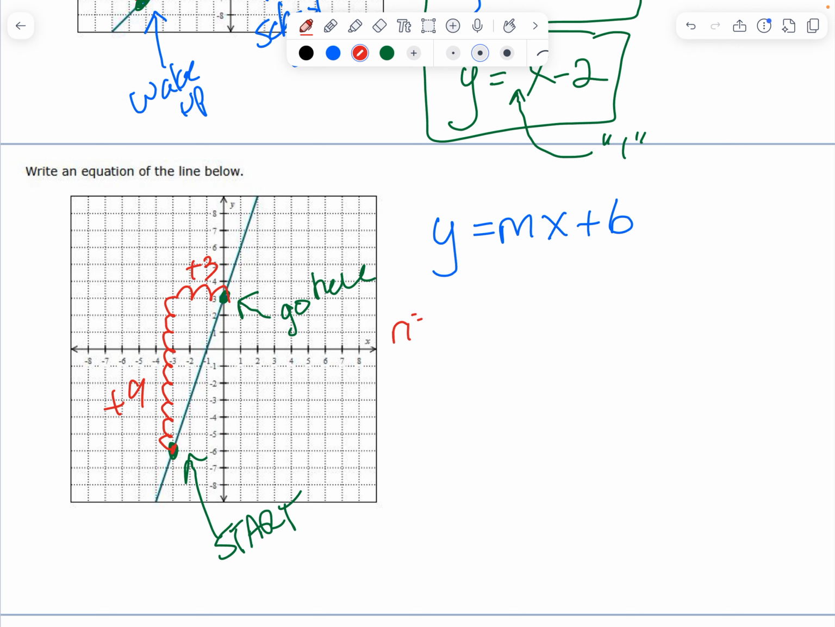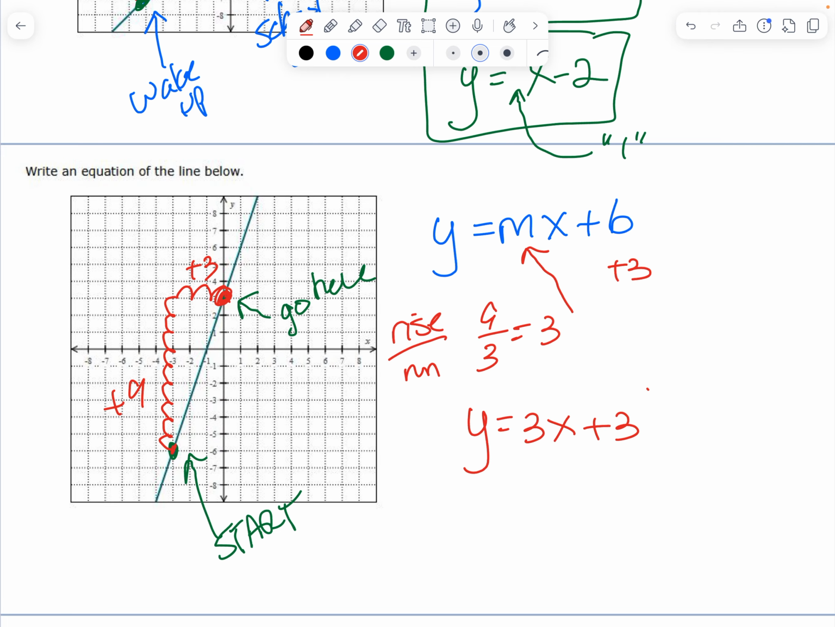So slope is rise over run. So we have 9 over 3, which is 3. So that's going to go in for our slope. And then our y-intercept is right here at +3. So let's put it all together. Y equals 3x plus 3. And hopefully that's the equation that you got.